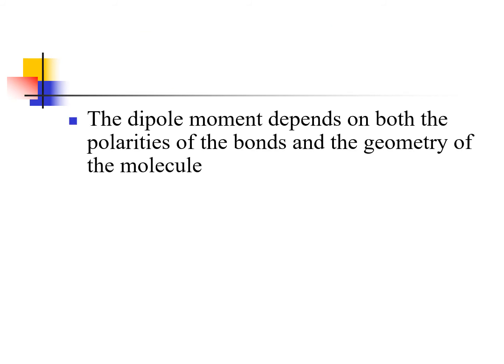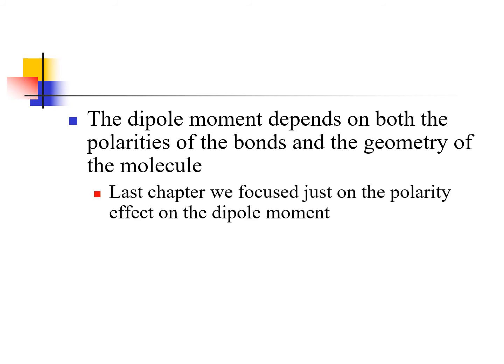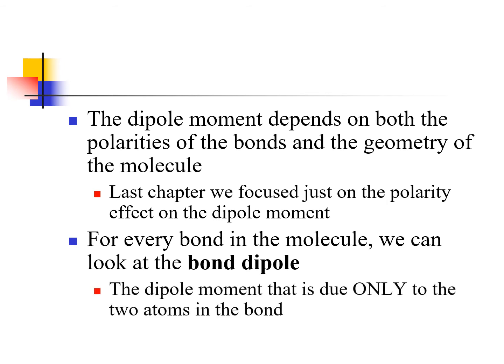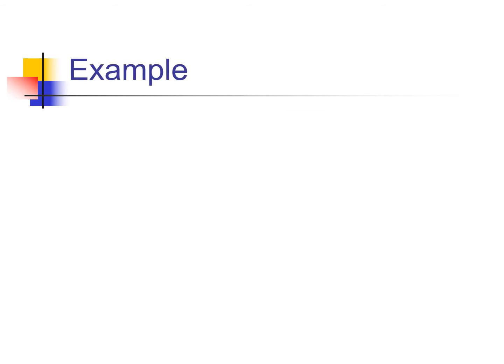The dipole moment, which is created, again, just as a measure of that polarity, depends upon the polarities of both the bonds and the geometry. So again, it's not enough just to have a polar bond to have a polar molecule. The geometry also comes into play. Now, for every bond, we can look at the bond dipole. That's just the polarity of that bond. Is there equal sharing or not? And again, the bond dipole is due only to the 2 atoms in the bond and their electronegativity difference.